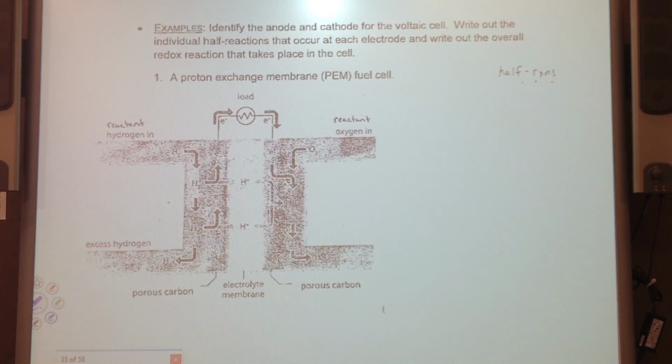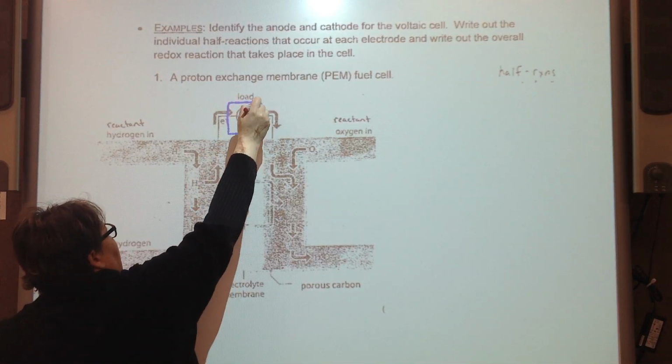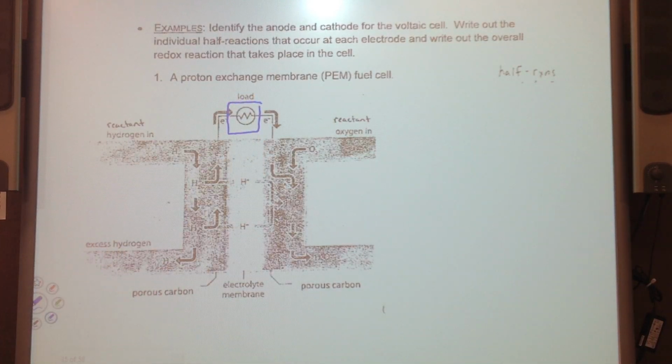Identify the anode and cathode for the voltaic cell. Write out the individual half reactions that occur and write out the overall redox reaction that takes place in the cell. A proton exchange membrane fuel cell. So that's just big words for this is our salt bridge. Okay? This symbol here is showing you that that's a voltmeter. Okay, that's not a battery.